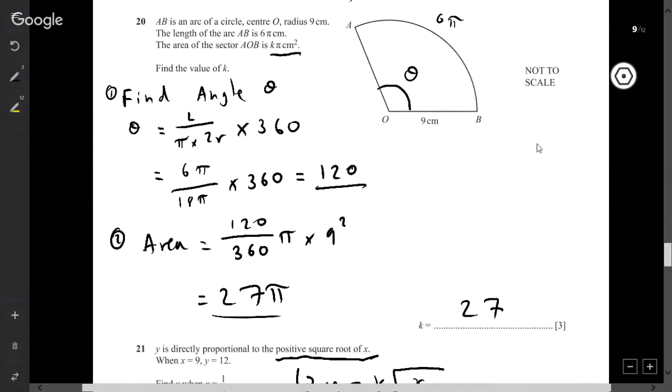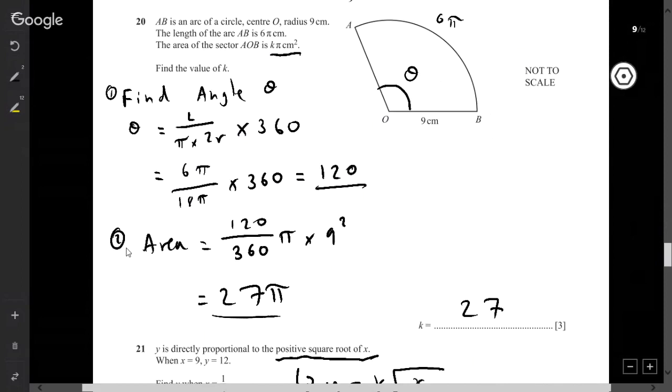Number 20. Okay, AB is an arc of a circle, center O, radius 9. The length of arc AB is 6 pi. The area is k pi. Find k. First of all, we need to find this angle to do anything. To find the angle, this is the formula: the length over pi times 2r, times 360. This is something you'll need to learn. So 6 pi over 18 pi times 360, we find that this angle is 120.